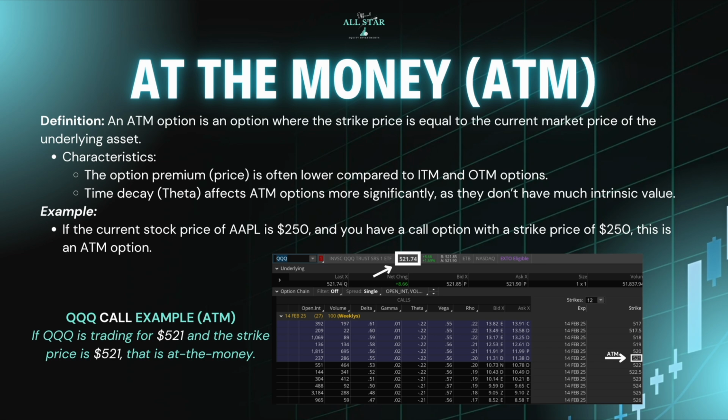I briefly mentioned this, but I don't want to fail to have everyone fully realize that time decay, aka theta, affects the at the money options more significantly, simply because they don't have as much intrinsic value, and y'all saw that when you saw the numbers play out.